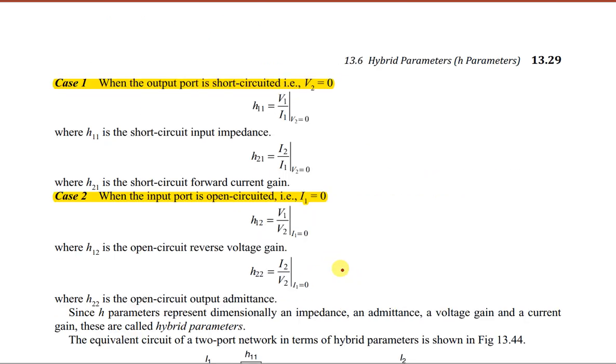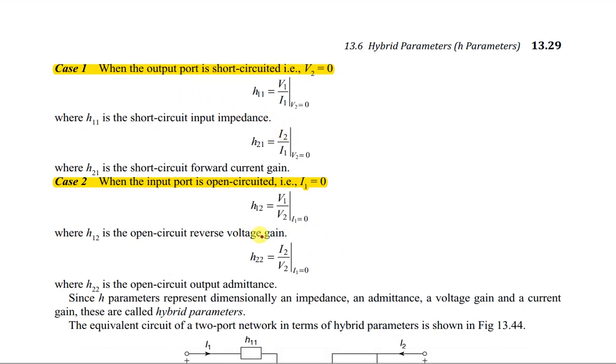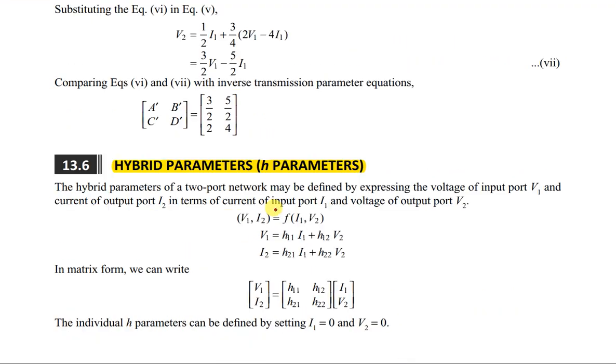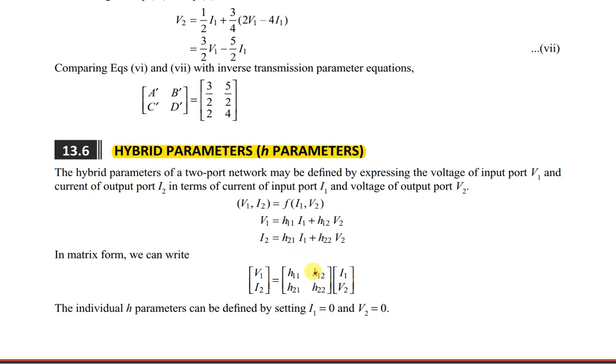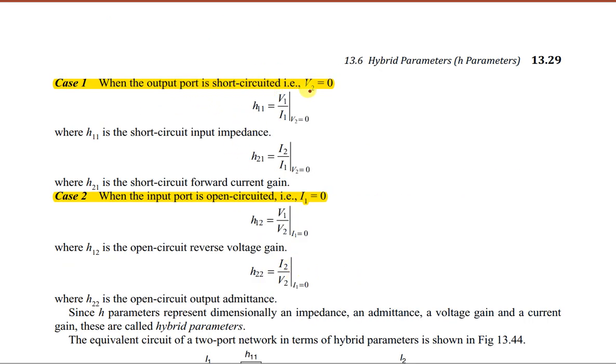So you can find these four variables. In the exam, if they ask you to define H parameters, the first step is to explain what is expressed in terms of what: V1 and I2 are expressed in terms of I1 and V2. Write the two equations. Then explain how to find H11, H12, H21, H22. When V2 is equal to 0, that means the output terminal is short circuited, two parameters you can find. H11 is the ratio of V1 by I1, voltage by current. It is the short circuit input impedance. Its unit is ohms.